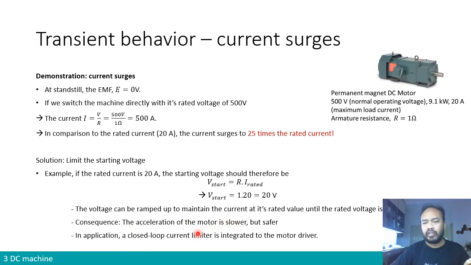If you put 500 volt directly, the acceleration will be very, very rapid. The value of E in your equation will go from zero to close to 500 volt very quickly. For example, in our example, we would go from zero to 480 volt at steady speed loaded very quickly. But if we limit the starting voltage at 20 volt and maintain the voltage at a certain value to keep the rated current at 20 amps, the acceleration will be slower.